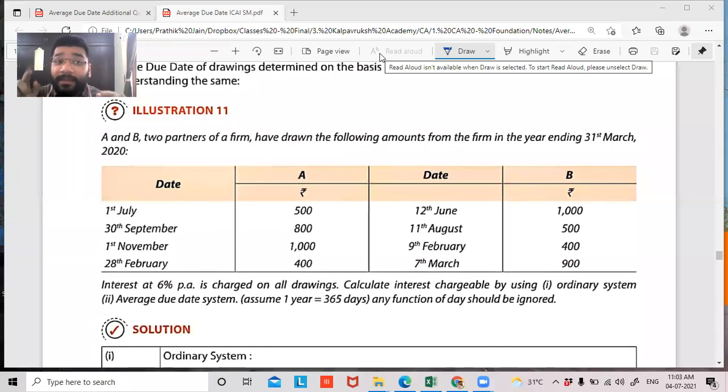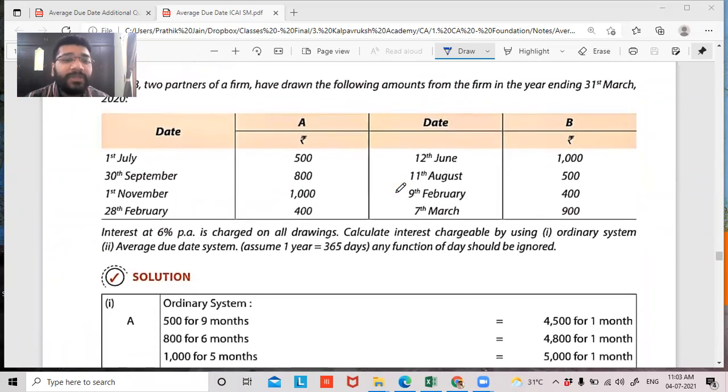So whenever you see A and B, don't think of taking a common base date. Even if you take a common base date, the answer will match, but don't do that. Further, the question says that interest at the rate of 6% per annum is charged on all drawings. Calculate interest chargeable by using the ordinary system. Ordinary system is nothing but your simple method, product method, and average period method. And the same question they're asking us to calculate using the average due date method also. One year should be assumed as 365 days.